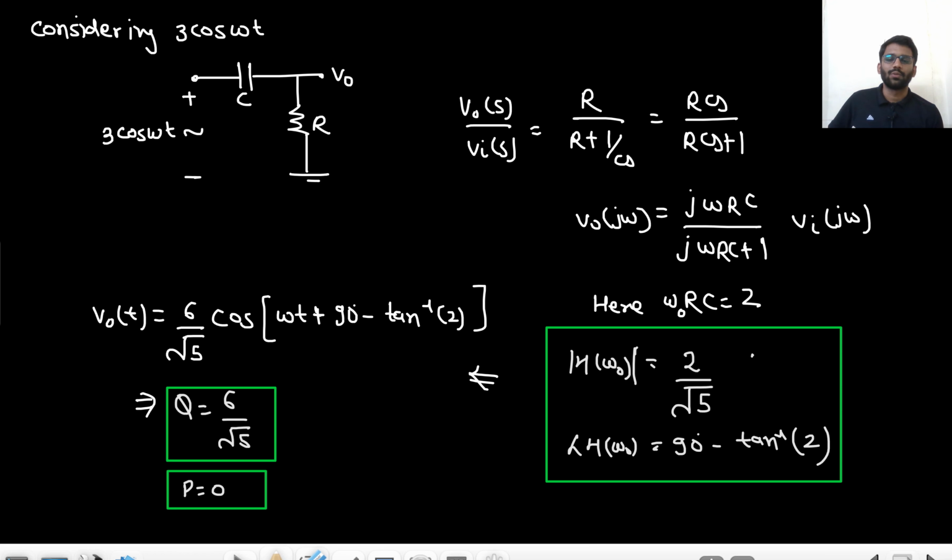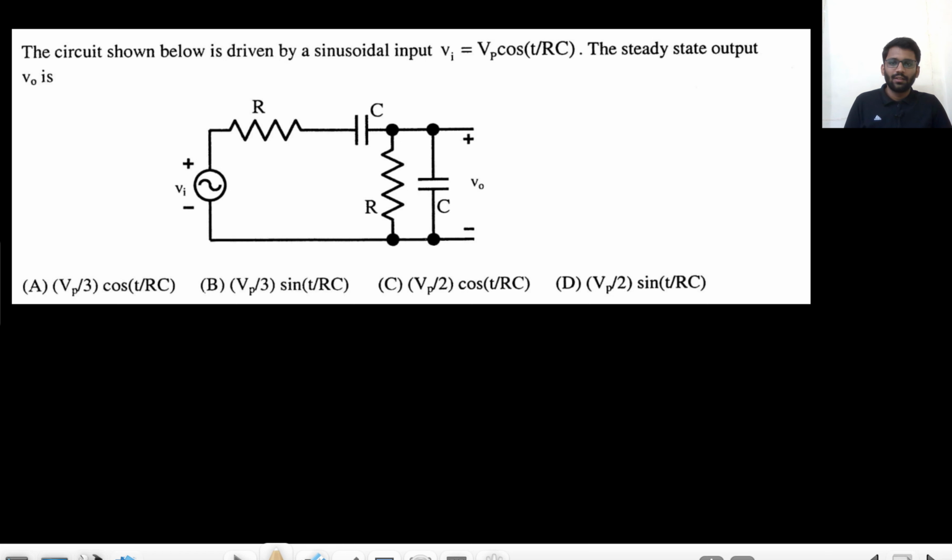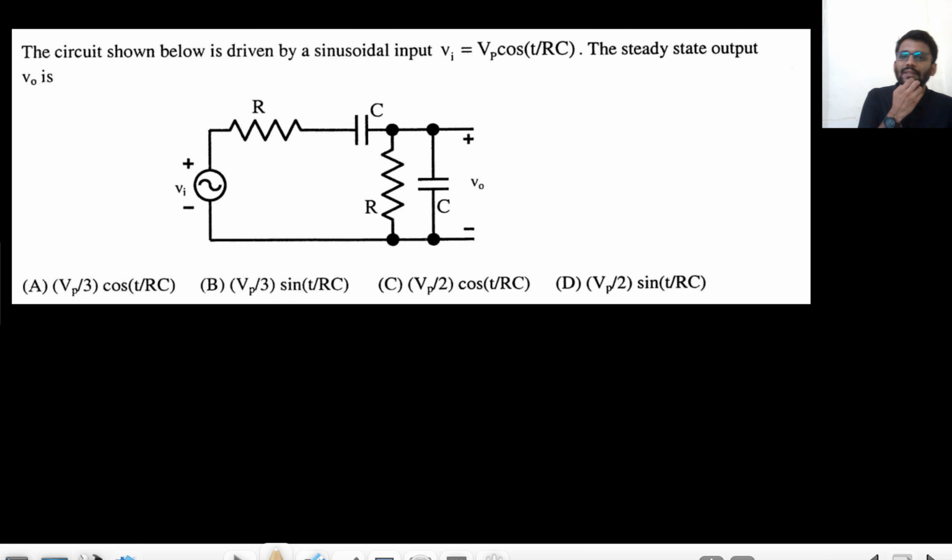This will be the angle. Then I just wrote the angle and from there I got the value of Q as well. Okay. This is the last question, I guess. Yeah. This is the last question.